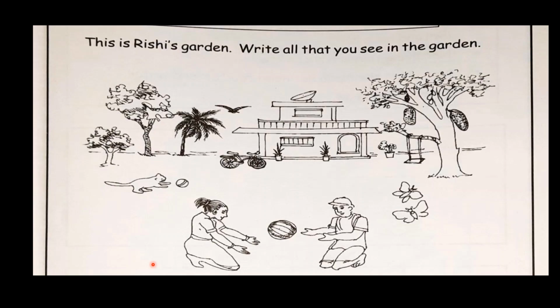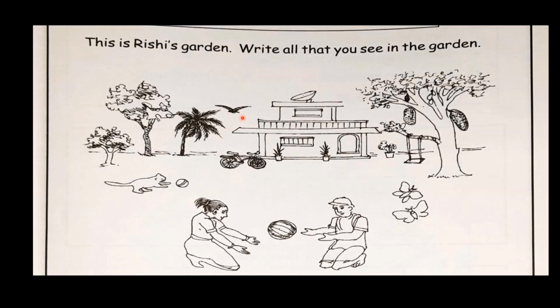This is Rishi's garden. Write all that you see in the garden. Children, observe the picture carefully and identify the things and the characters in this picture. Did you all observe and identify the characters and things in this picture? Very good. Shall we name them now?